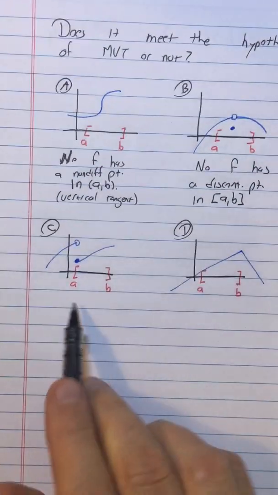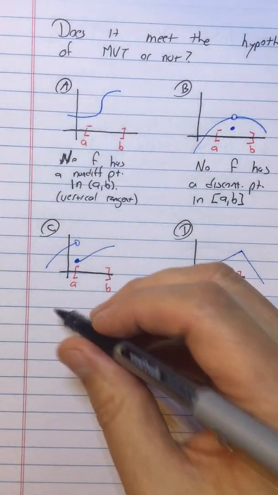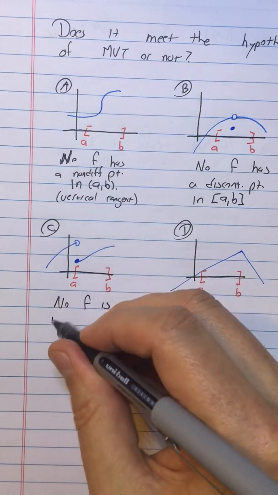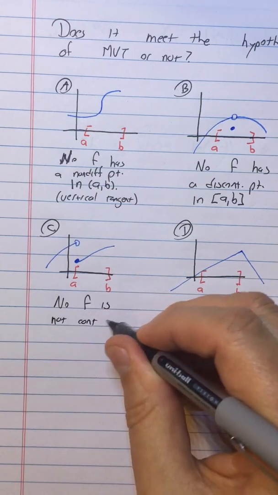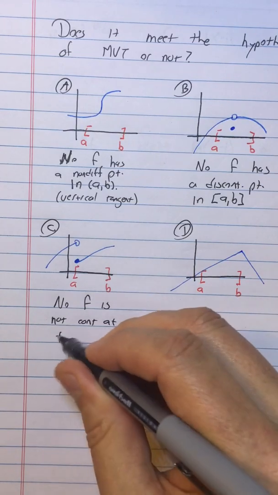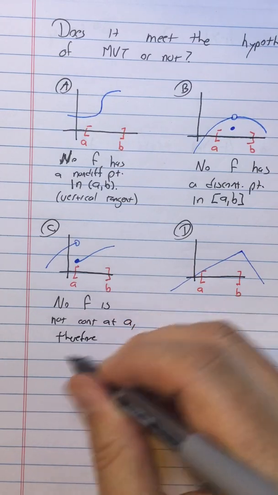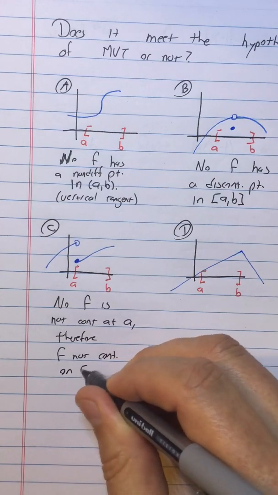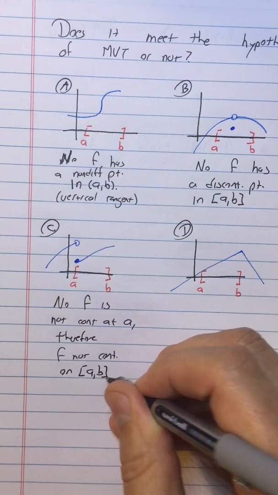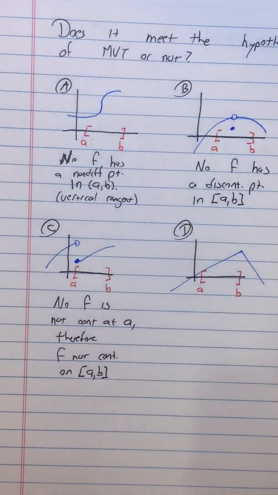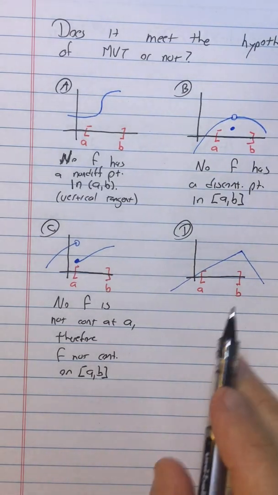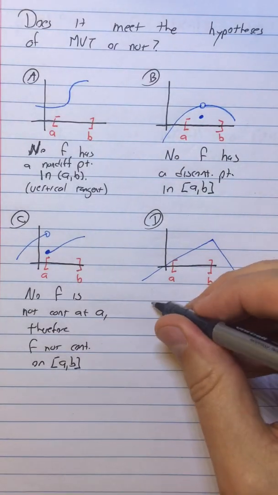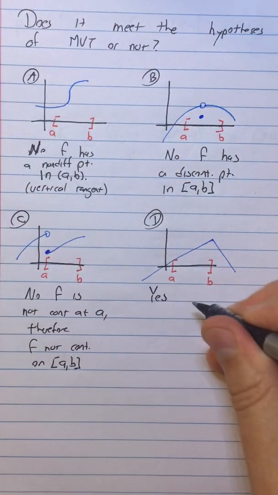Okay, let's look at this one. That is a no, because f is not continuous at A. Therefore, f is not continuous on the closed interval AB, because that point A isn't included in the closed interval. What about this one? That one is a yes. You thought they were all going to be no's, didn't you?